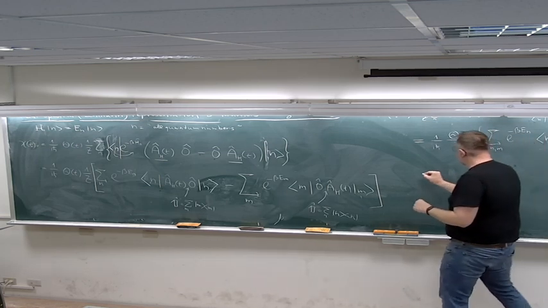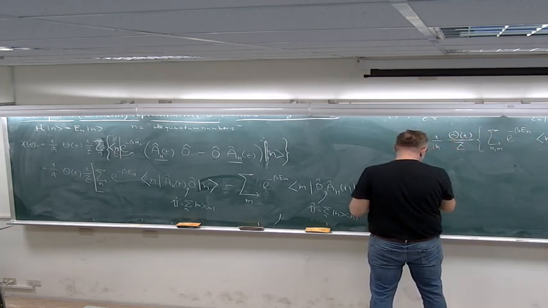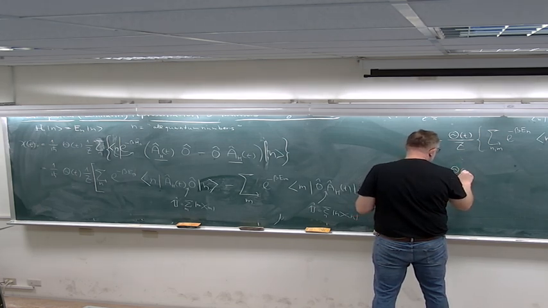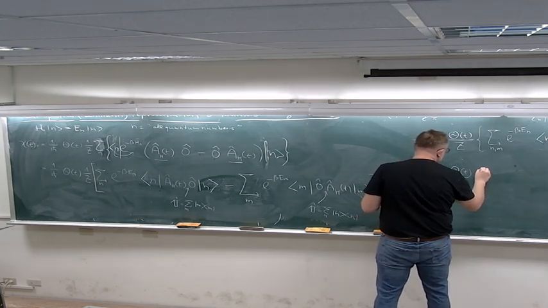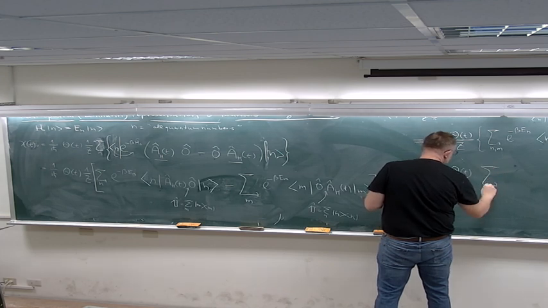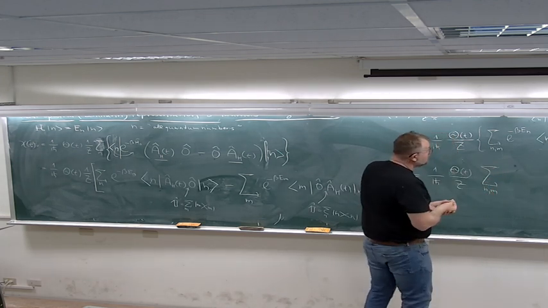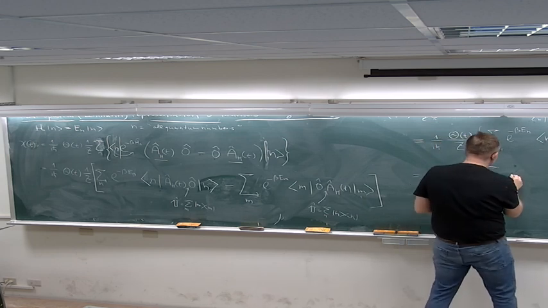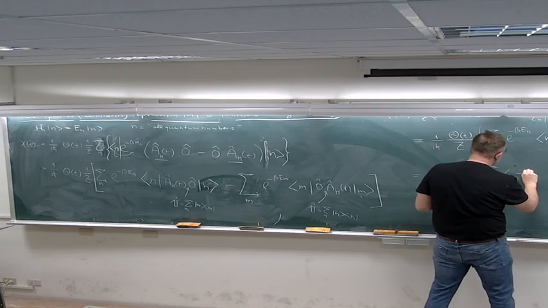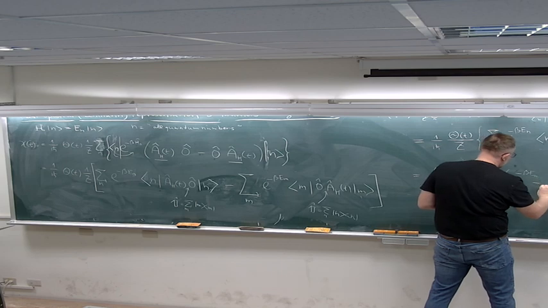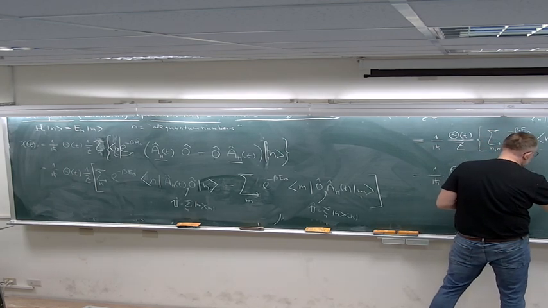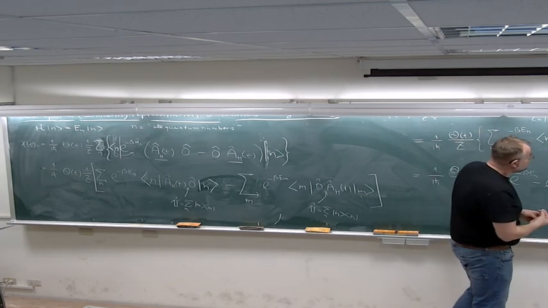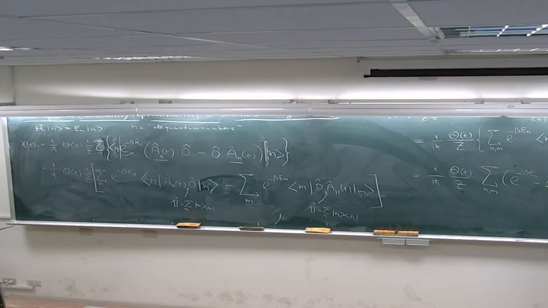So we continue here. And this is 1 over iħ, theta function divided by Z, and again, summation over n and m. Great. So what I'm getting here, and let me write it already together, this would be e to the minus beta E_n. And you see, here I have the same thing, and here I have the same thing. So I took it out, and I put those two exponentials together.